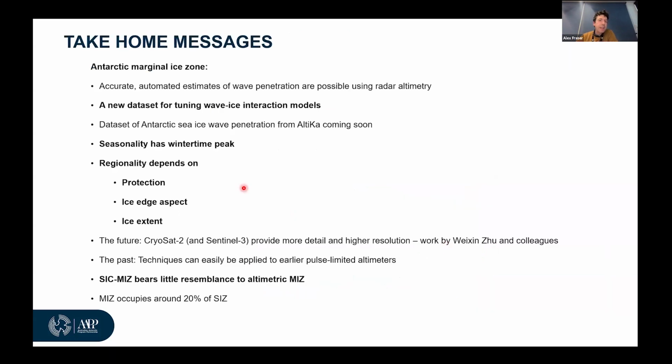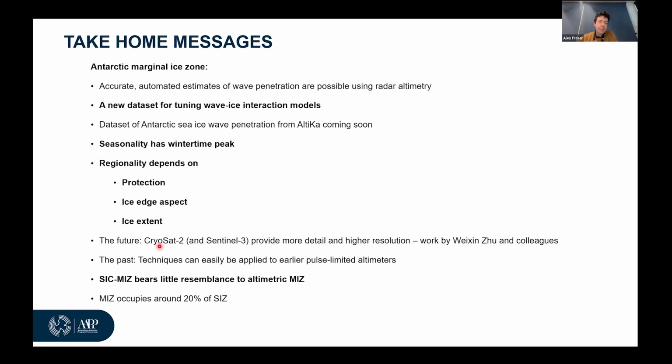And that brings me to the last slide here. So I think we're now in an era of being able to remotely sense wave-affected marginal ice zone from radar altimeter in a fully automated fashion. And we'll make this data set available for people to play along with. We showed the seasonality and the regionality, I think fairly convincingly for the first time, for wave-affected marginal ice zone.